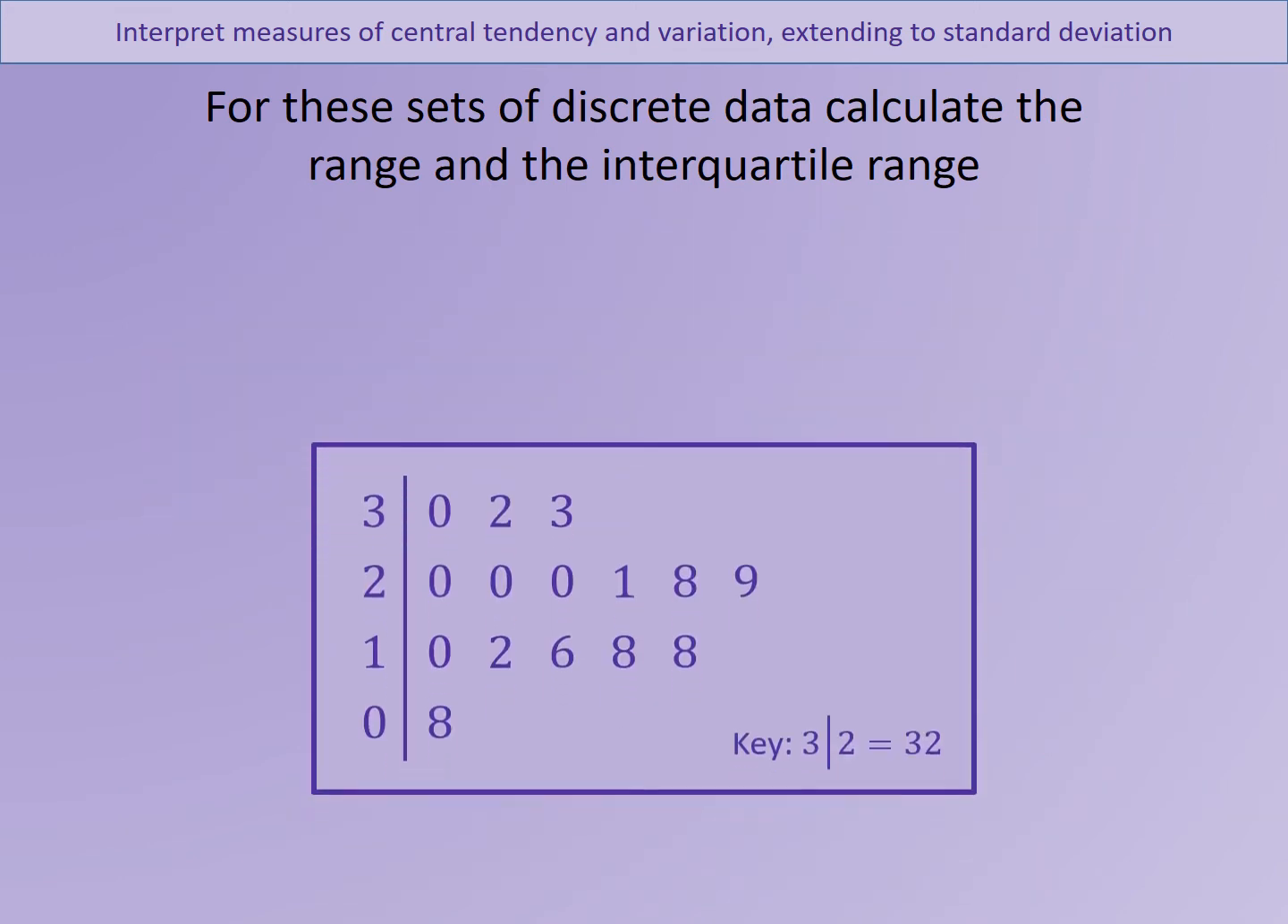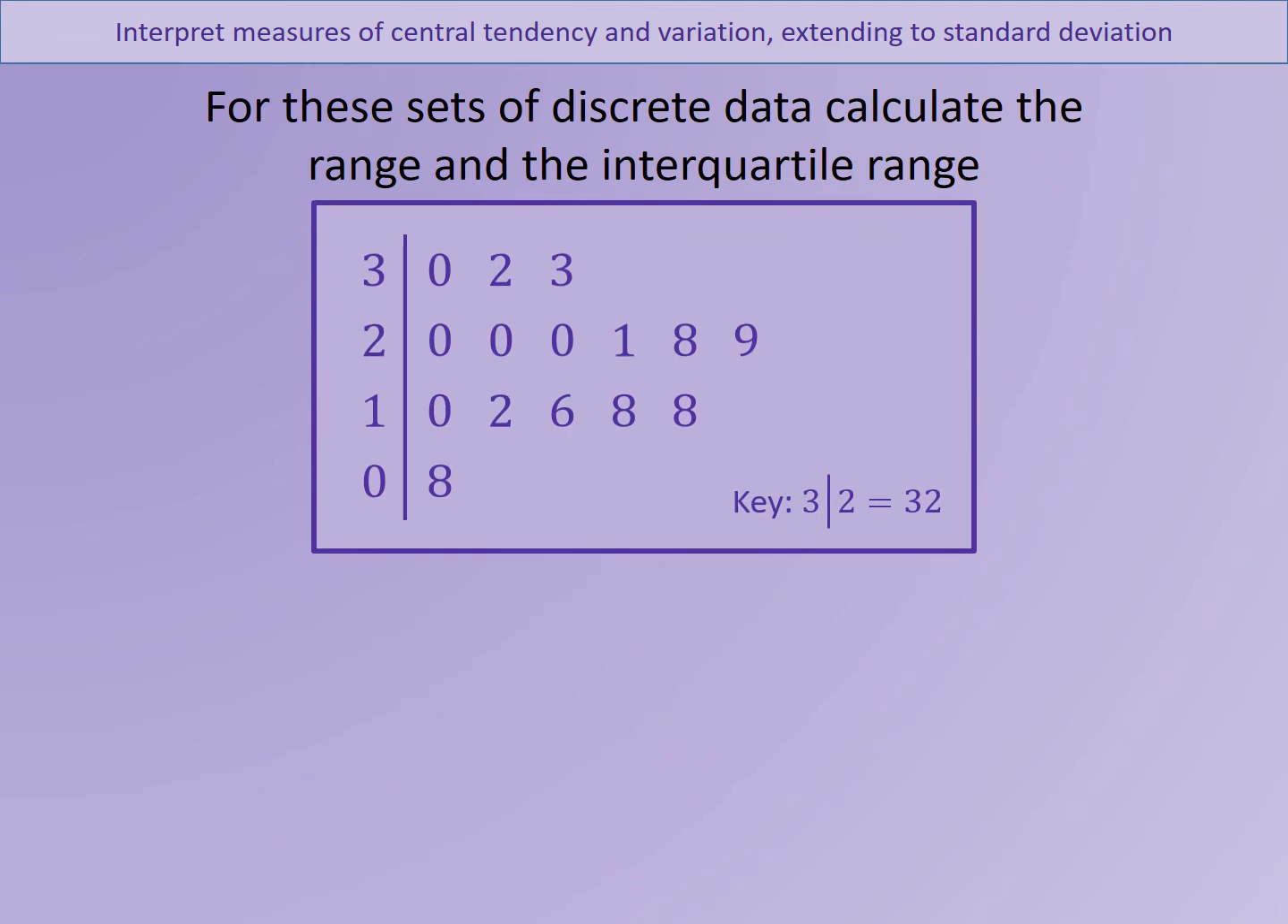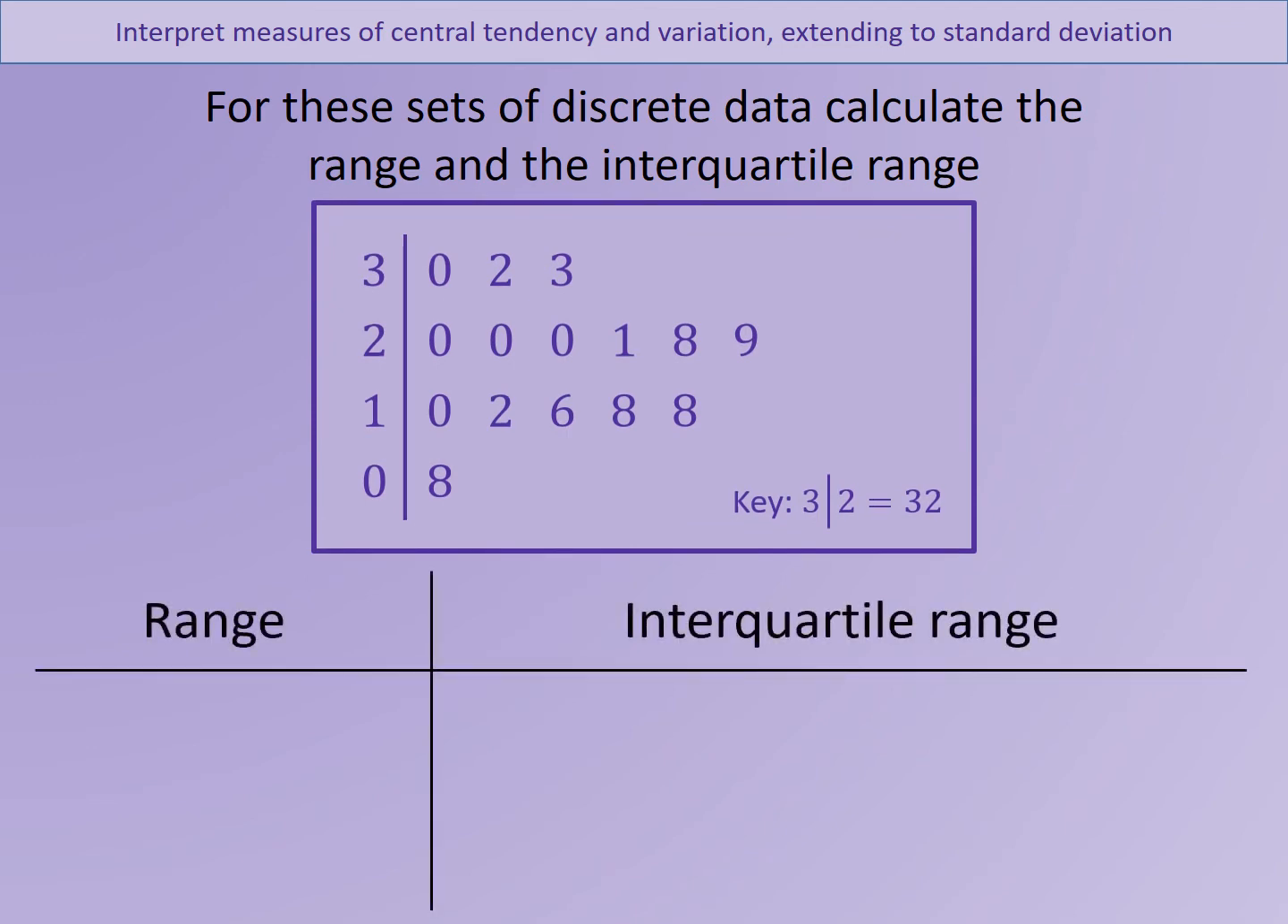So looking at the stem and leaf diagram, with the range, we are finding the largest value and the smallest value, so we have 33 and 8, that is 25. And the interquartile range, so we need our lower quartile.